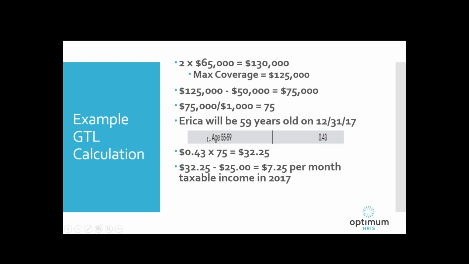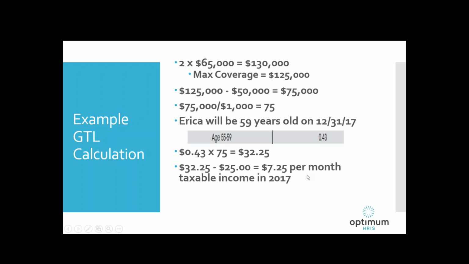We need to find out Erica's age. At December 31st, she'll be 59 years old. We'll go to the universal premium table and find her age range. Here it is. I just copied it from the table. Her premium per $1,000 is 43 cents a month for her age. So 43 cents times 75 gives a taxable benefit of $32.25 per month. But Erica pays $25 out of that in after-tax dollars. So we're going to subtract that from the taxable benefit. Erica has a taxable benefit of $7.25 per month.